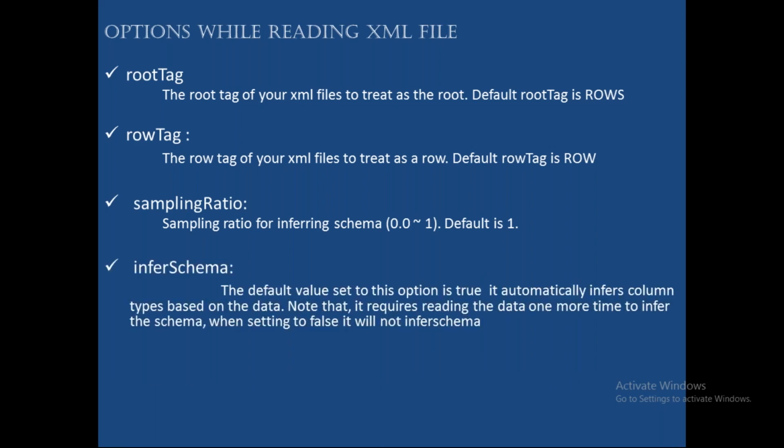Now you see the inferSchema. The default value set to this option is true. True means it automatically infers column types based on the data. Note that it requires reading the data one more time to infer the schema. We need to read the data one more time because we are setting the value to true, meaning we are trying to identify the schema of the file. But when setting it to false, it will not infer schema. It is not going to scan the data. Okay, I hope everybody is clear on these options, right?